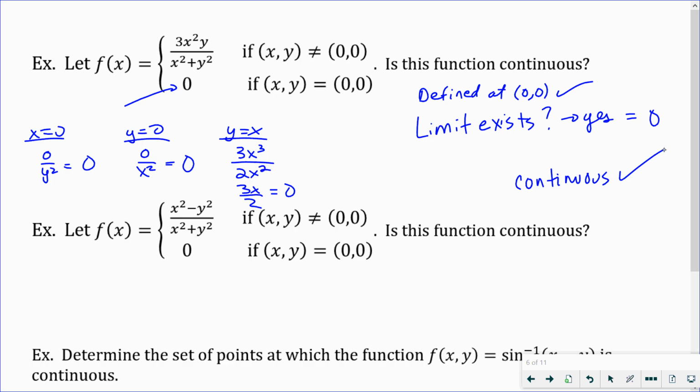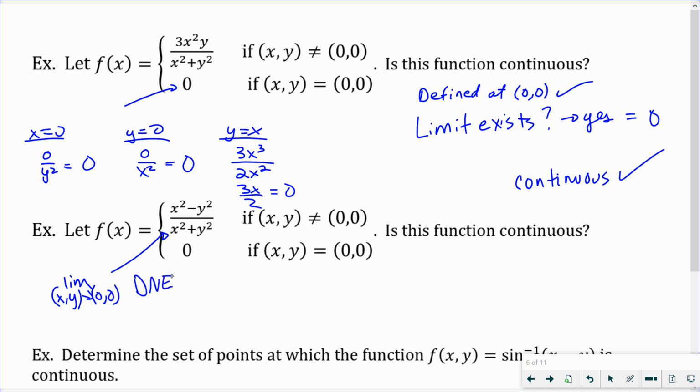Alright, now this one you definitely did earlier. So remember I made you do this one on the last page? What did you get for that limit? Right. Because when you let x be 0, you got a -1. When you let y be 0, you got a +1, right? So limit does not exist.